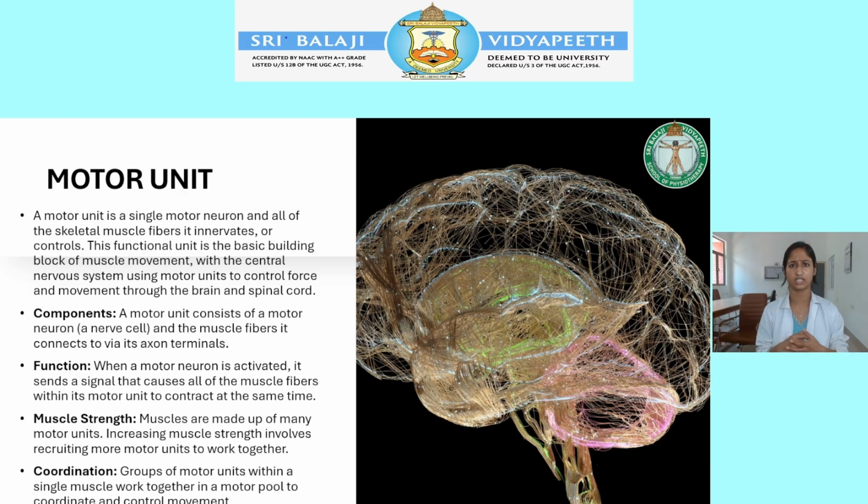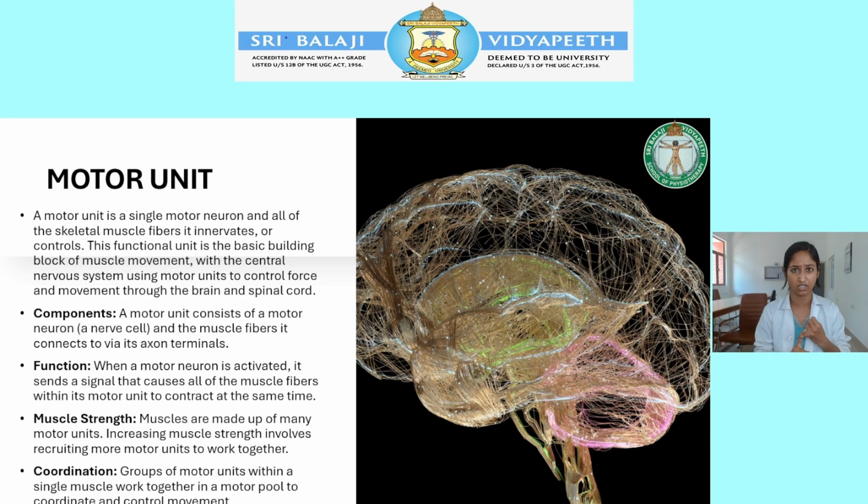And then coordination. In coordination there is a term called motor pool. A motor pool is nothing but a group of motor neurons that work to control a single muscle. That single muscle consists of 1000 to 10,000 muscle fibers. So this is the coordination of the motor units.